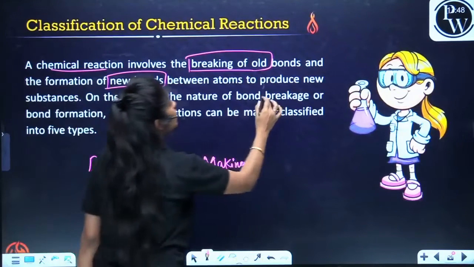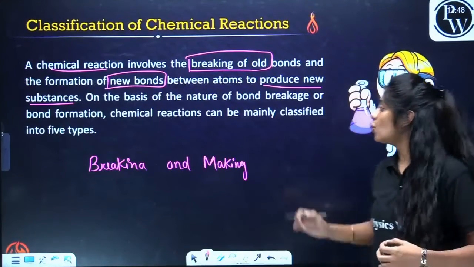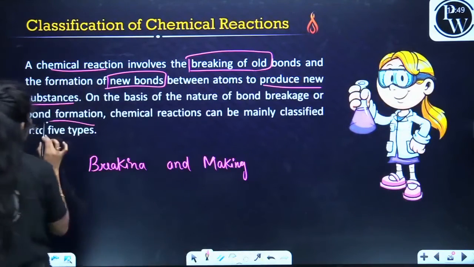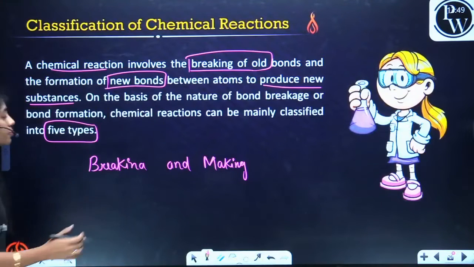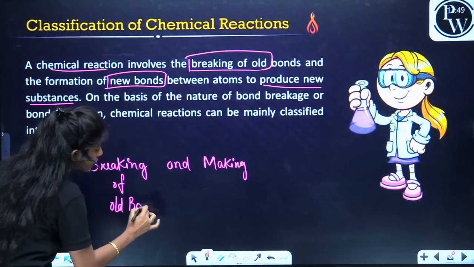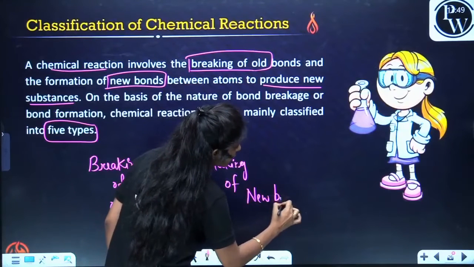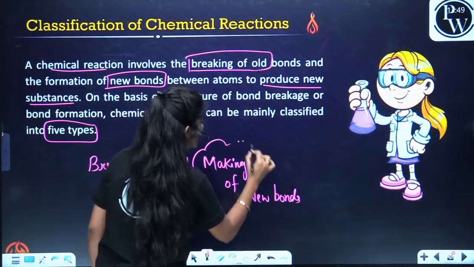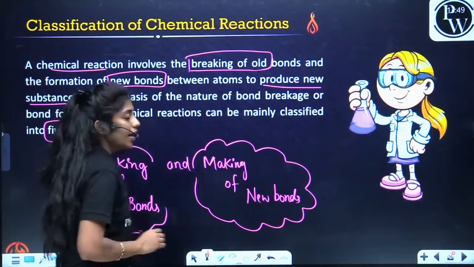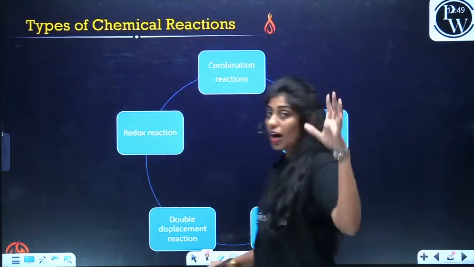So in order to produce new substances, on the basis of the nature of breakage of bonds or formation of bonds, chemical reactions can be classified into 5 broad categories. So breaking of old bonds and making of new bonds suggest there will be an occurrence of a chemical reaction. Are we good with this? Okay, the reason should always be clear. Now we have these 5 broad categories.